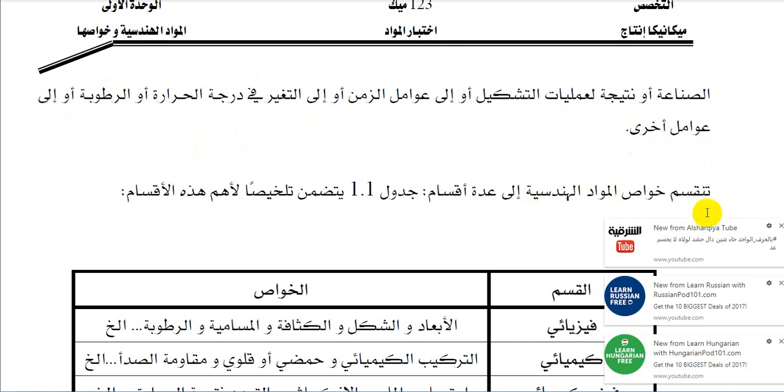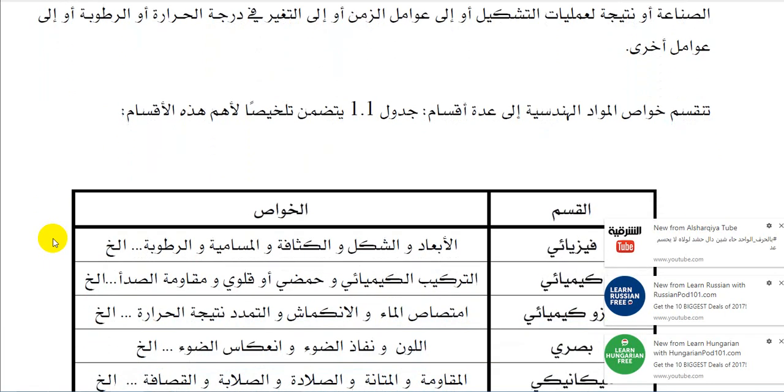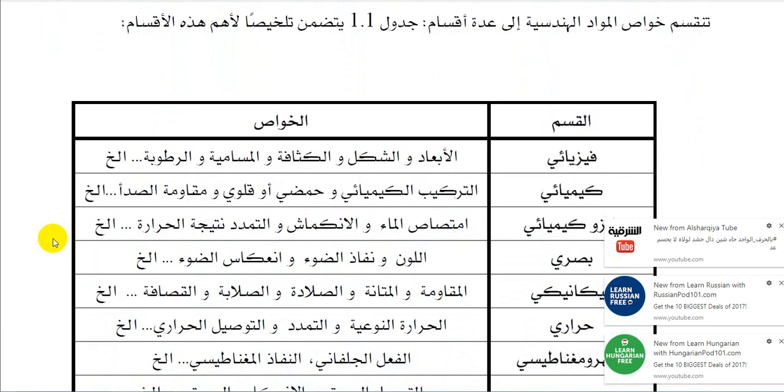The features of engineering materials are divided into multiple sections. Table 1.1 includes a summarization or visualization of the highlighted sections, meaning the most important sections.